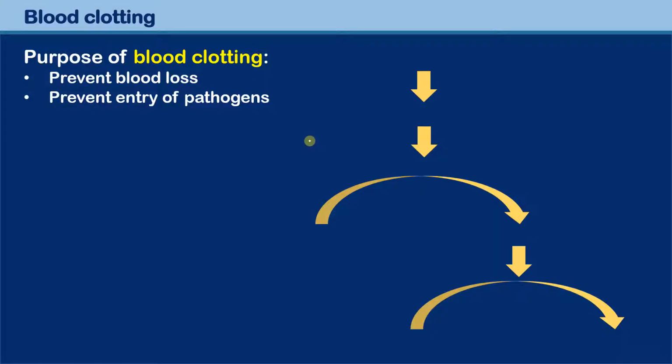If there is a wound, scratch, a bite, a cut in your skin, then this offers a possibility for pathogens to enter the body, and in order to prevent this, the blood has to clot, and the blood clot also prevents excess blood loss.